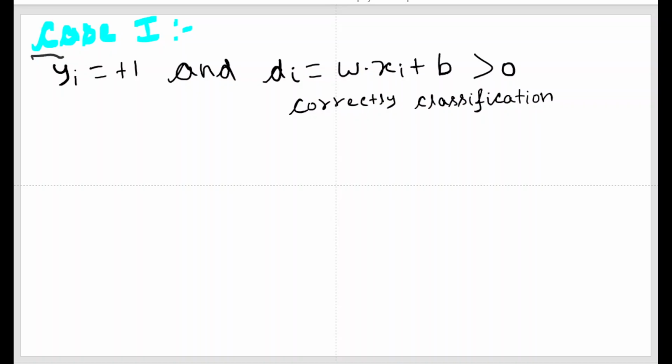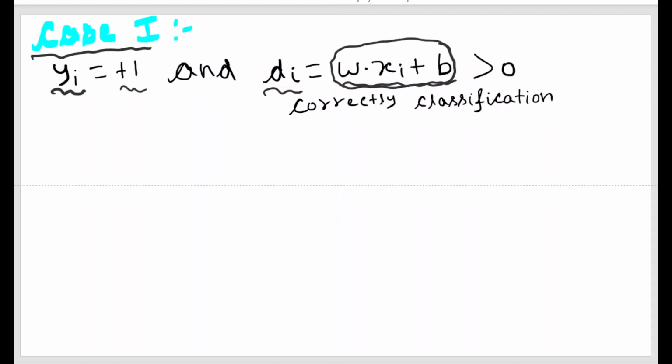Here we have case one. There are four different cases that we will go through. We will see all the combinations, and then we will come to the conclusion part. So case one is: let's say yi is the label of the data, which is plus 1, and di is w dot xi plus b. If you have seen the prior videos, I hope you will get what it is.